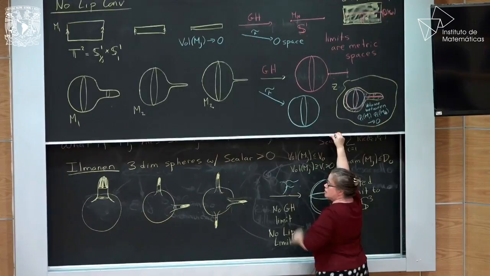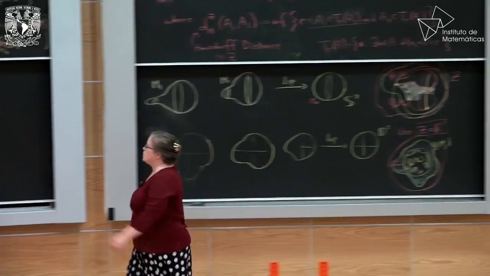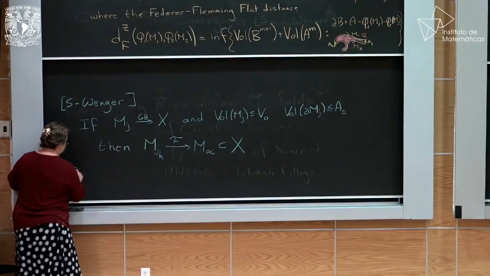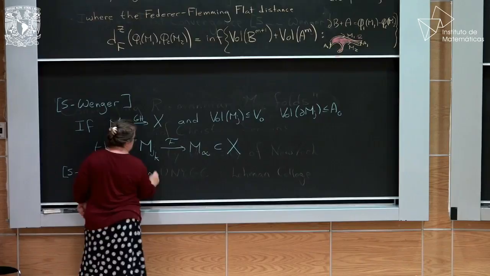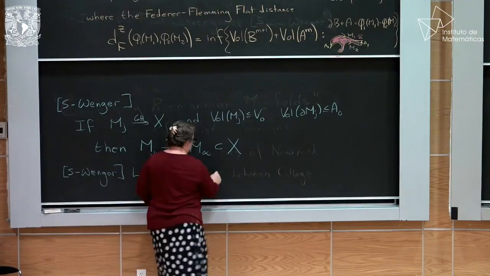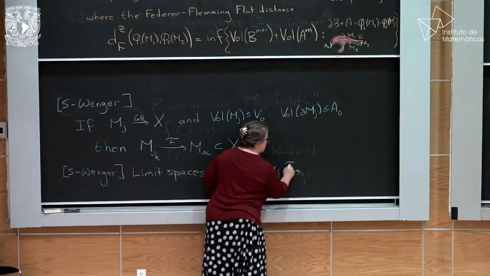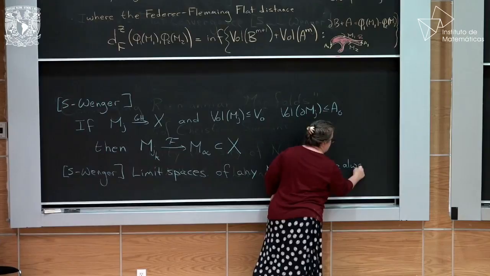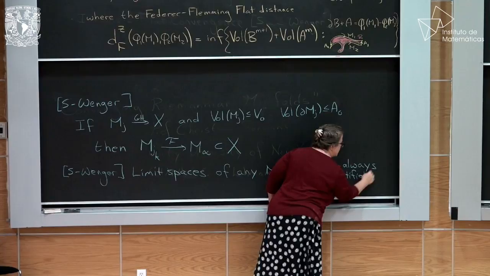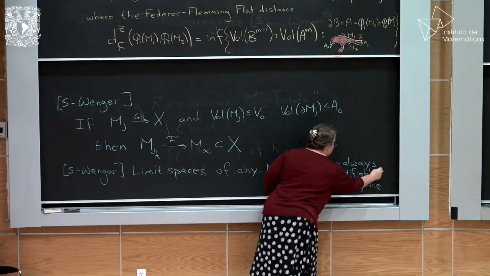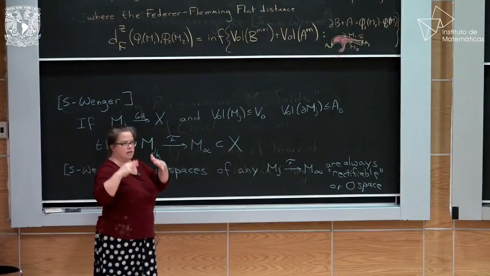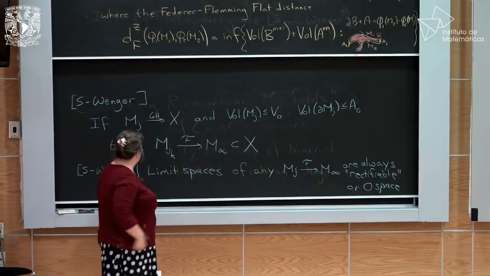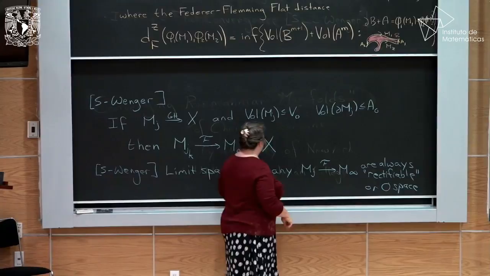We also show that the limit spaces, even without this, the limit spaces of any MJ that flat converge to some M infinity are always rectifiable. Or they're the zero space. Rectifiable means it's covered by Lipschitz maps that cover almost everything. Okay? So there we have that the limit spaces of anything that's a flat limit always end up rectifiable. They have a notion of orientation, or they're the zero space. In fact, we call them integral current spaces.